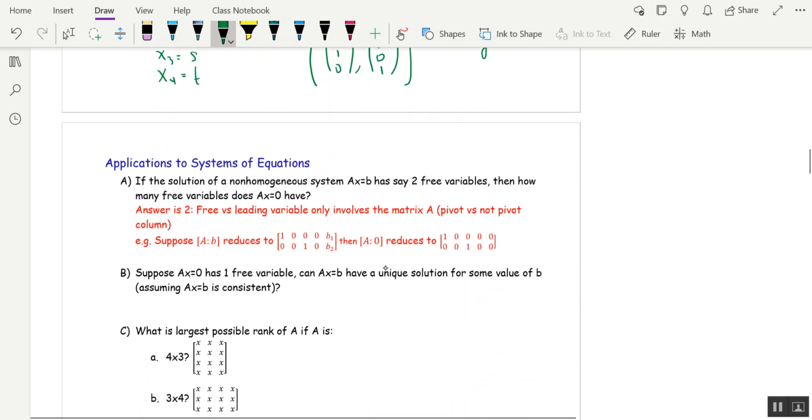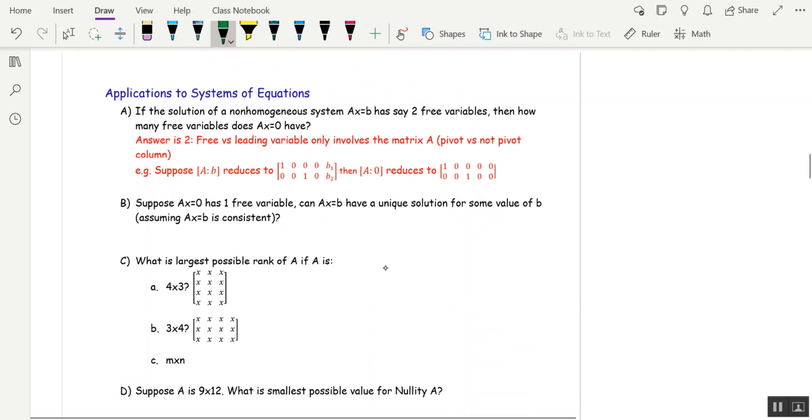Okay, so here are some fun problems. You don't have to do any computation. They're just thought problems. I'm starting off by doing a problem that I've already answered, and it's important for the rest of these problems. If the solution of a non-homogeneous system, AX = b, has, for example, 2 free variables, how many free variables does AX = 0 have? The answer is it's the same number of free variables as AX = b. So if this has 2, then this is going to have 2.